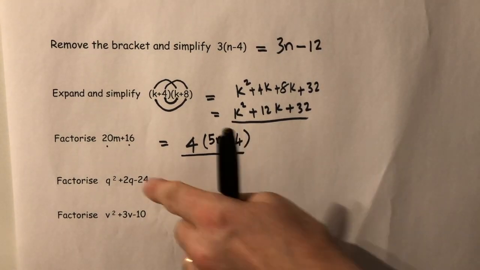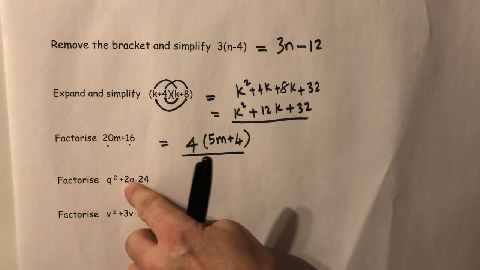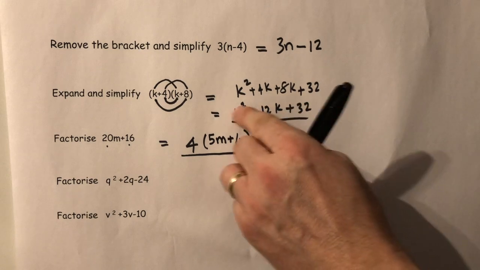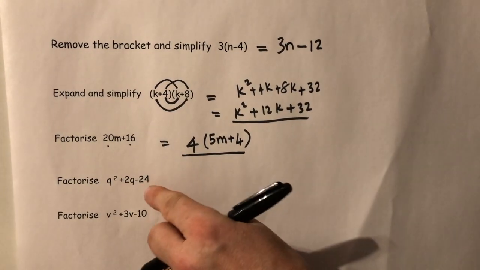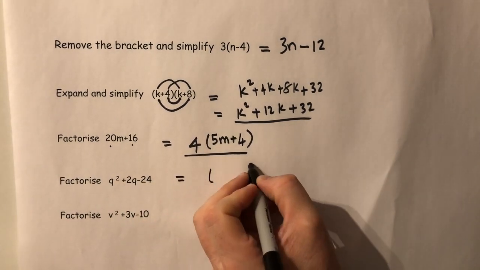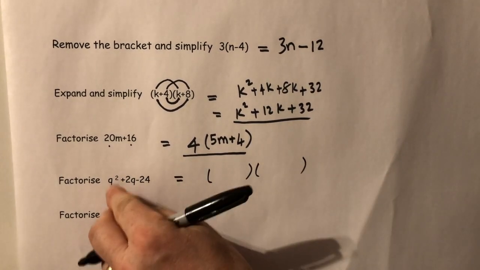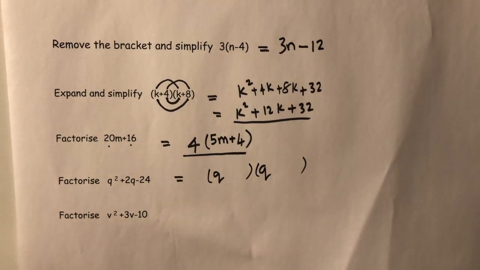With these 2, because I've got something squared plus a quantity of that letter plus a number, same sort of procedure as here, I'm doing the reverse of that back to the brackets. So when you have a setup like that, similarly with the next one, it's going to be 2 brackets. Q squared is Q times Q.